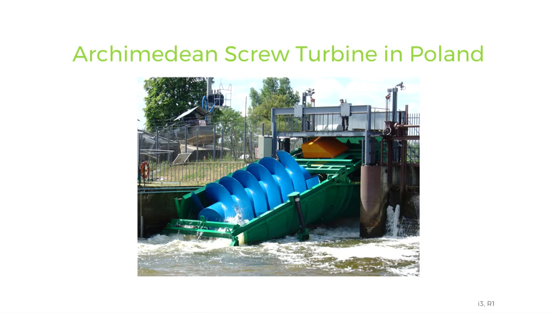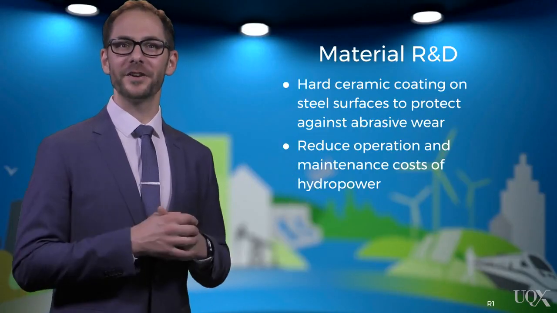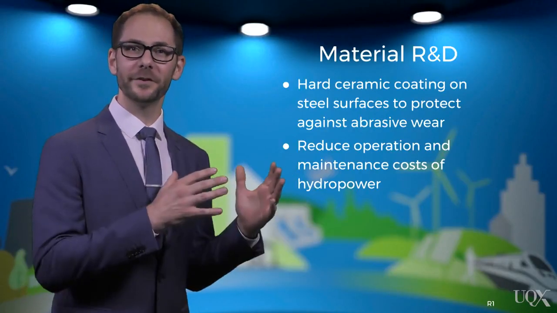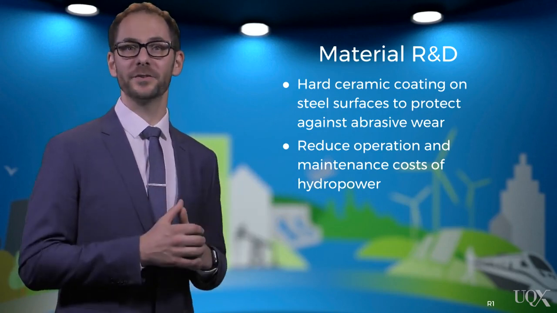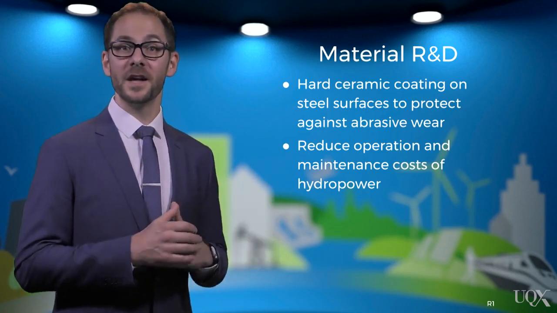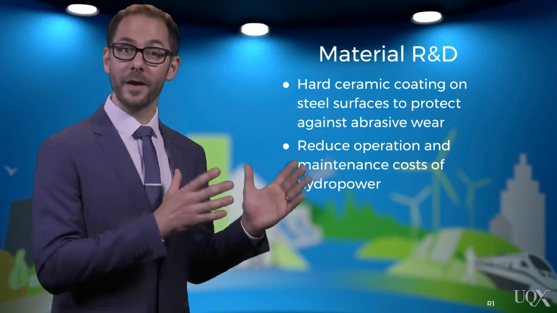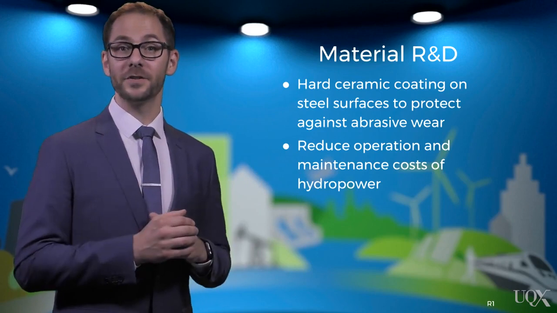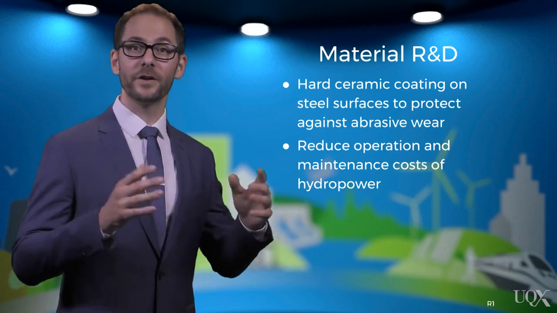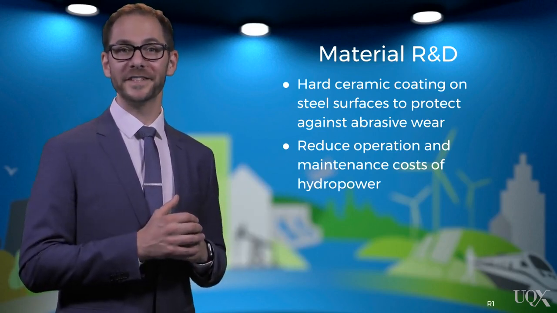Other improvements in hydropower generation include material research and development to reduce the impact of abrasive particles in sediment-rich flows. The solution includes ceramic coatings on steel surfaces. This can reduce the operation and maintenance cost, hence improving hydropower's cost of electricity.